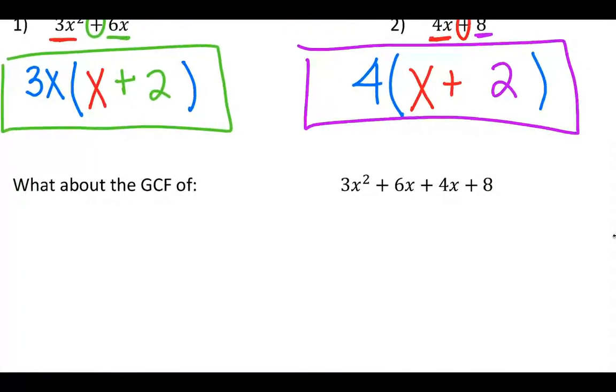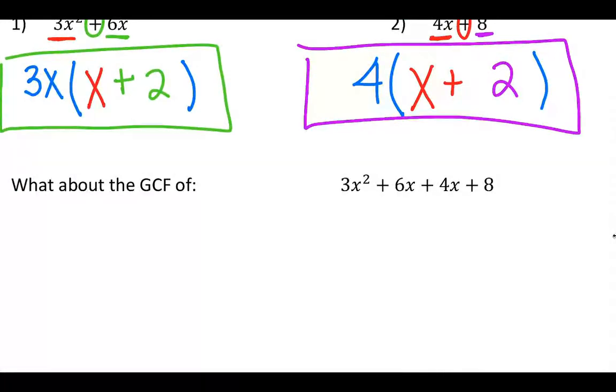What about this guy down here? What's the biggest thing I could take out of 3, 6, 4, and 8? Nothing. I can't take a 2 out because that doesn't fit with the 3. I can't take an x out because there's no x here. I can't take a 3 out because that doesn't work for the 4 and the 8. There's nothing I can take out of all of them.